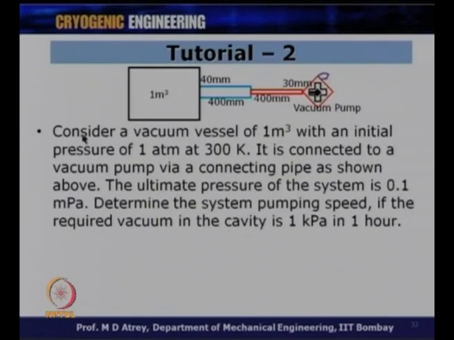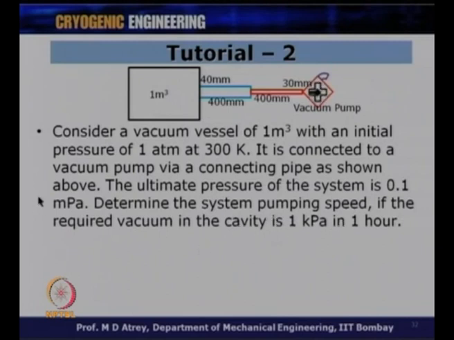So, my problem statement now: consider a vacuum system of 1 meter cube with an initial pressure of 1 atmosphere at 300 Kelvin. So, it is all at 1 atmosphere to begin with. It is connected to a vacuum pump via a connecting pipe as shown above. So, it is using the same system which we have just calculated the C0 for. The ultimate pressure of the system is 0.1 millipascal as shown over here. Determine the system pumping speed if the required vacuum in the cavity is 1 kilopascal in 1 hour.